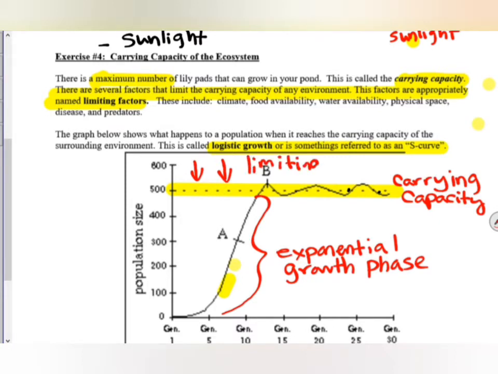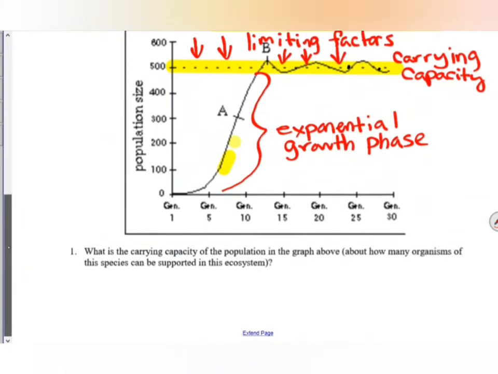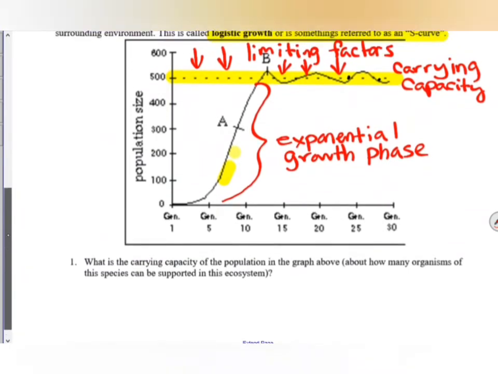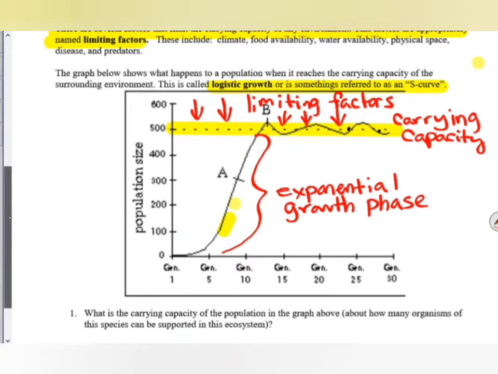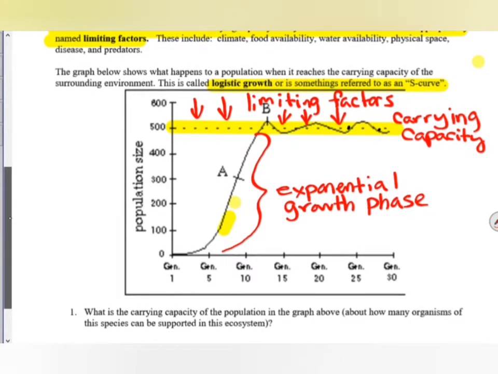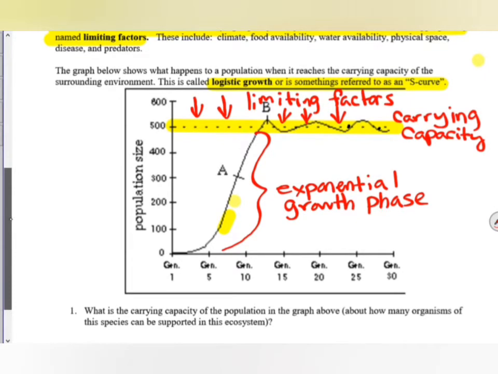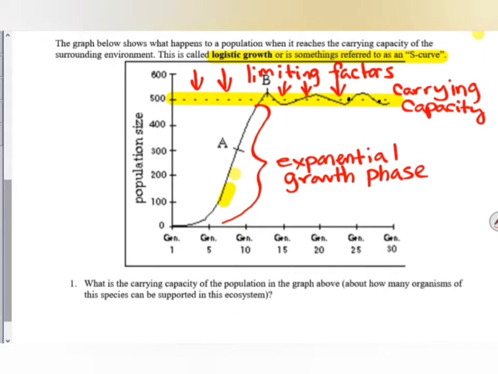Okay, these are limiting factors that are forcing this population down. And again, it could be things like food or water or space that are keeping that population from growing too large. So we've labeled the parts on the graph, and now we just need to answer our questions. What is the carrying capacity in this graph? It's 500. Okay, you've got that little dotted line that shows you what the average of those oscillations, the ups and downs are. Okay, it's the 500.